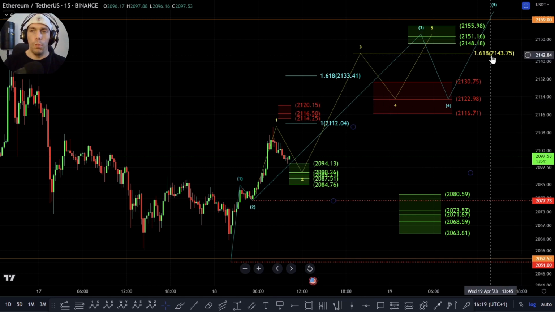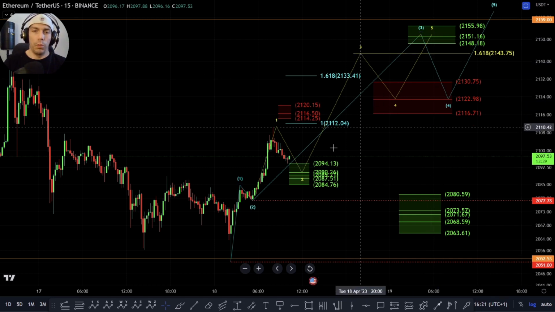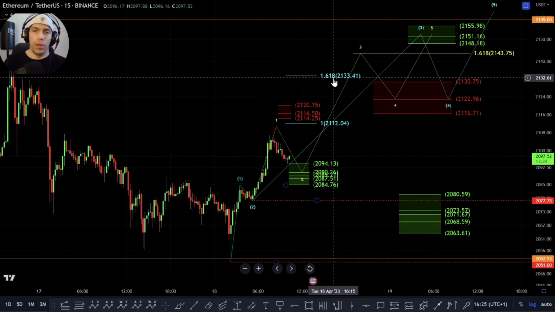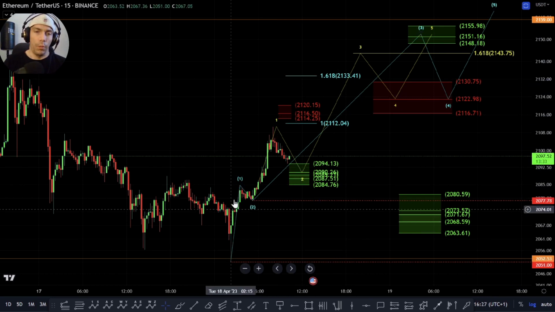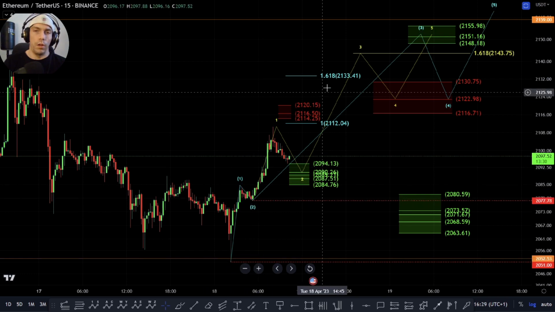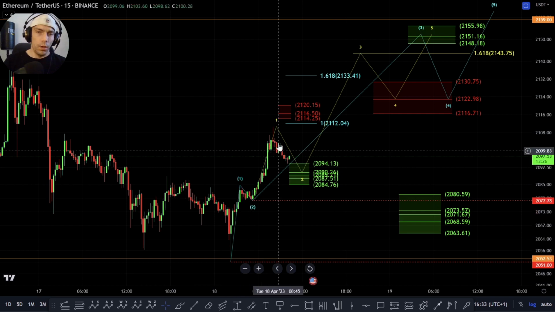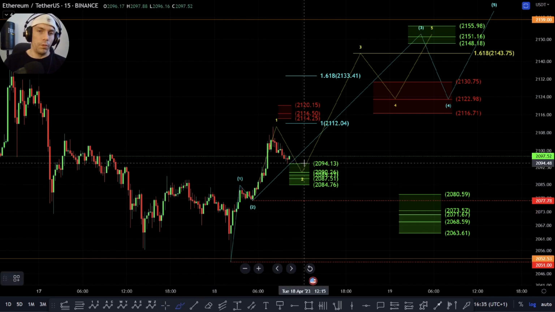This 2,143 would be a 1.618 if this is a 1 and a 2. And then this one here would be the lower one, a 1.618 if this is a 1 and a 2, towards this 2,133 area. So we want to see this get up into these zones if this is playing out.